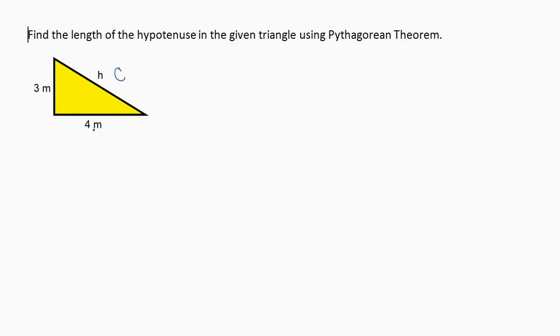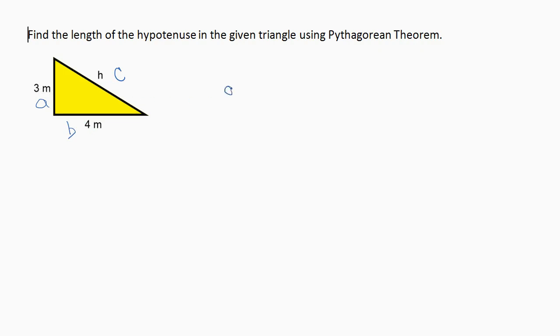Okay, and then the A and the B, it really doesn't matter which one goes in which spot. I'm going to write A right here, and I'm going to write B right here. So that's just what I happen to pick. You could pick the other way around if you want, as long as C is the hypotenuse.